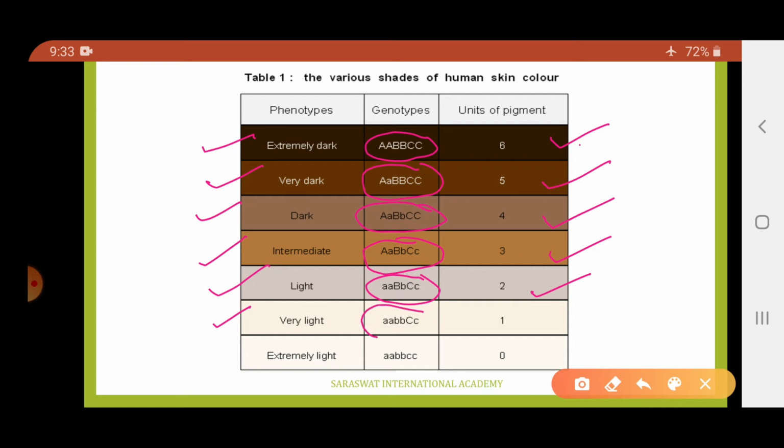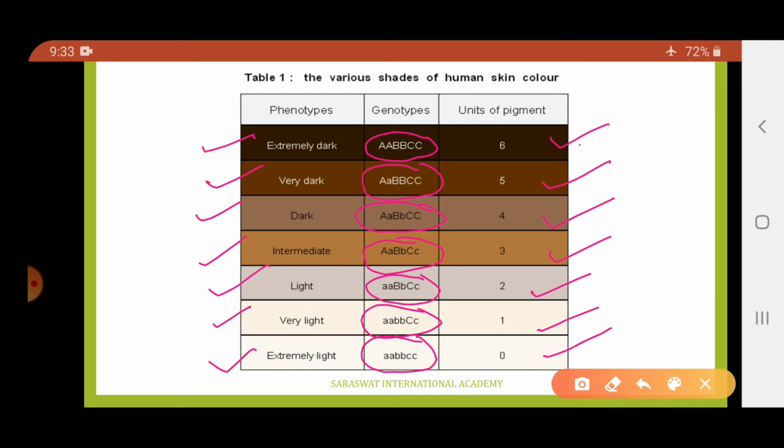See the genotype, small a, small b, capital C, small c. So how many units of pigments? Only 1 unit, because only 1 dominant gene is there. And lastly, the extremely light condition where all the genes are recessive genes, that is small a, small b, small c, small c, and the unit of pigments produced is 0. So that is regarding the shades of the human color.